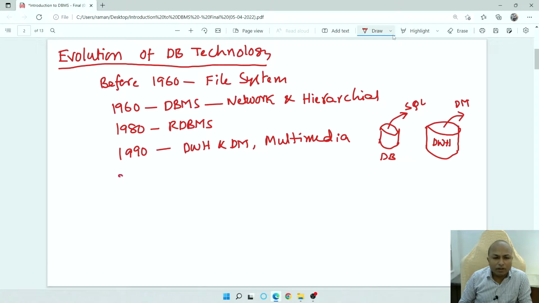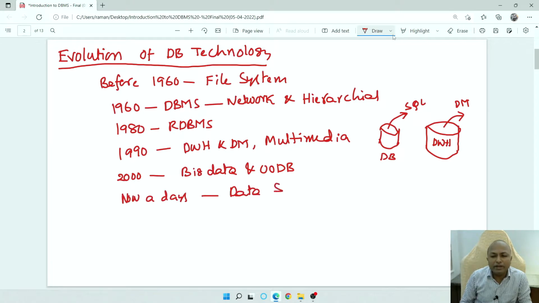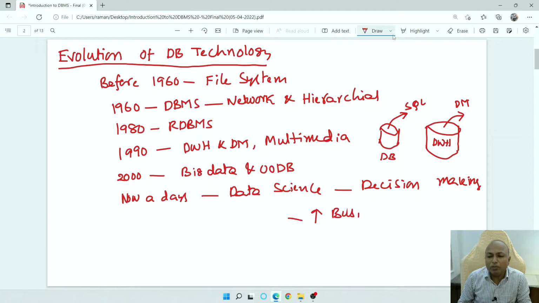Okay. In the year 2000, big data and object oriented database came into the picture. You all know about OOPS concepts, okay, are added to the database. Nowadays, data science plays a major role in industry for decision making, for improving the business. So this is about the total scenario of the evolution of database technology.